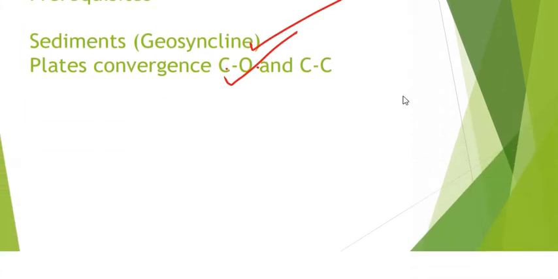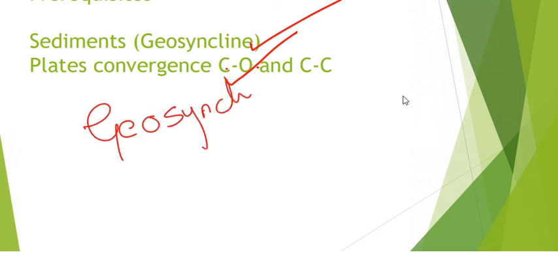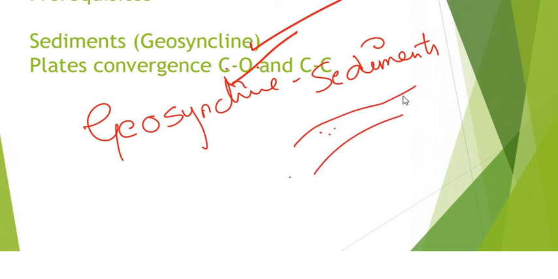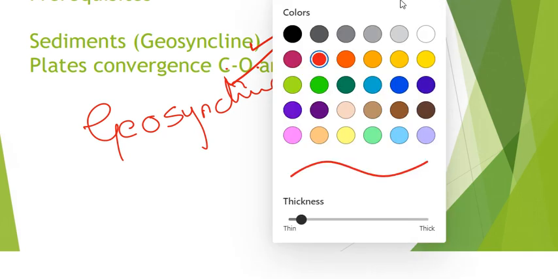Okay, what is this geosyncline? It's simple. Sediments. What is sediment? It is particles deposited by rivers. So where are the rivers on the continent? Where do they deposit? At the end of the land, near the sea or the ocean, they deposit the sediments.